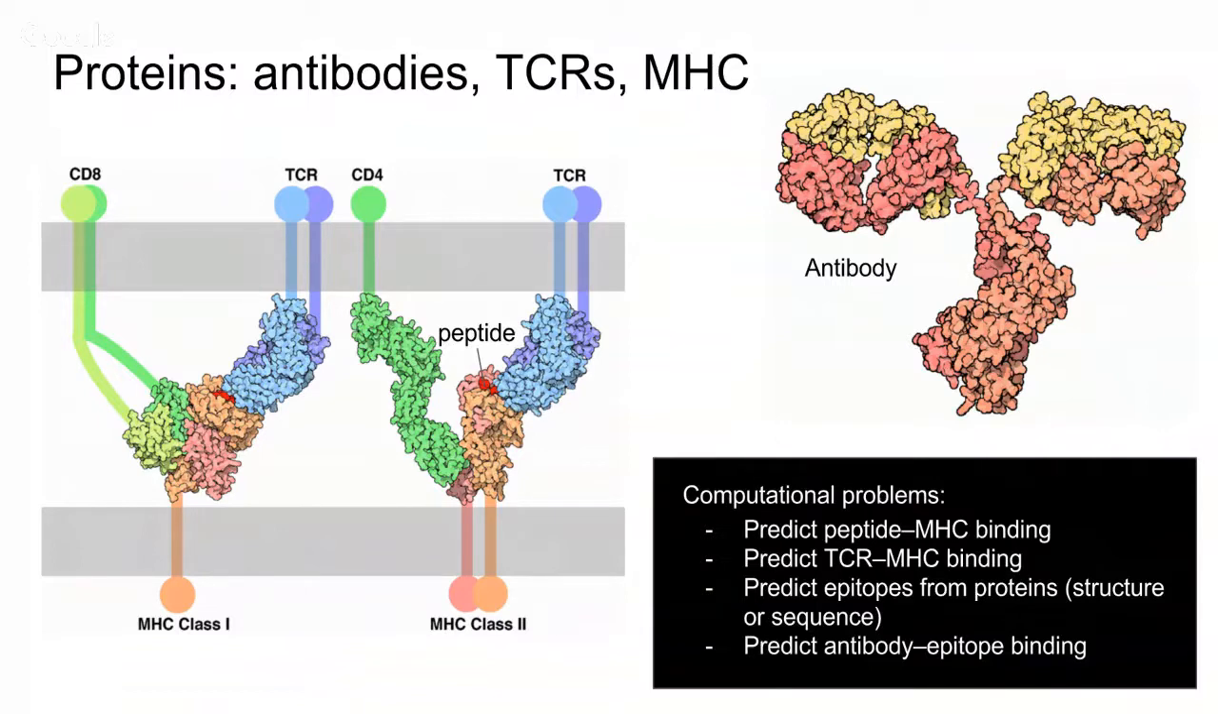So again, very analogous to antibodies, but there are a lot of interesting computational problems associated with this, like predicting which peptides would bind which MHC alleles, predicting the T cell receptor binding the MHC, which epitopes would be produced by proteins, and then which antibodies would bind which epitopes, and so on. There are all different permutations that are problems that are unsolved and that would be extremely useful for drug development.